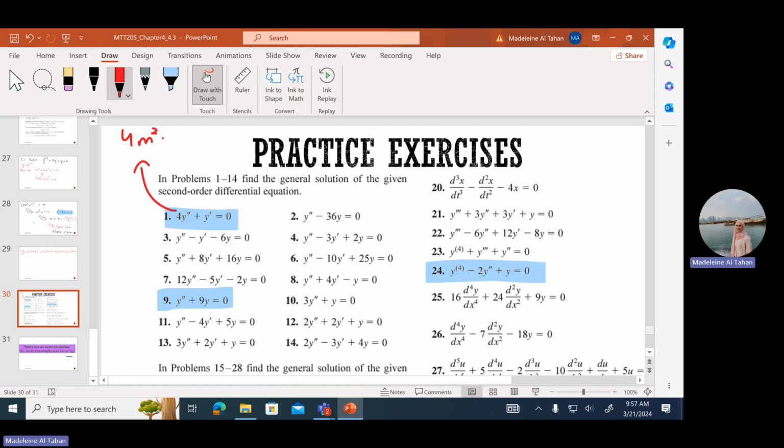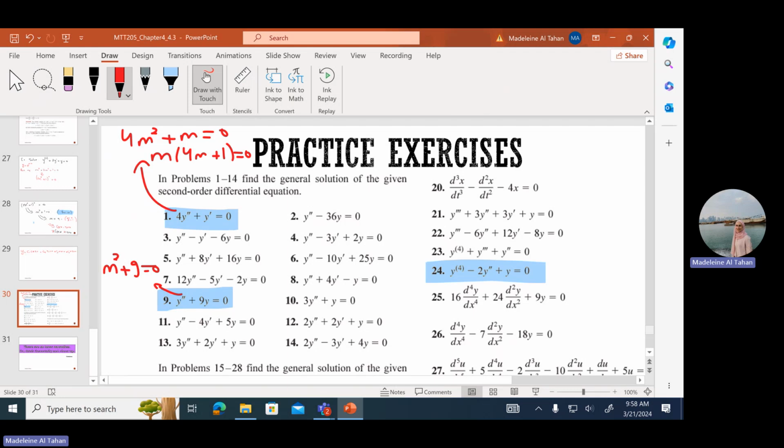If we get this one, 4m squared plus m equals 0, we can take m in common. So how many roots did we get here? M equals 0 and m equals negative 1/4. Did all of us get it this way? Here, what did we get? M squared plus 9 equals 0. What's the solution that you get? C1 cosine.